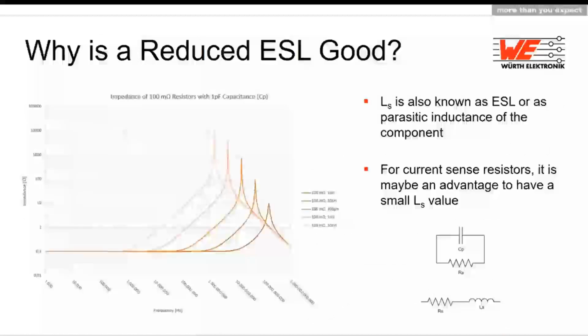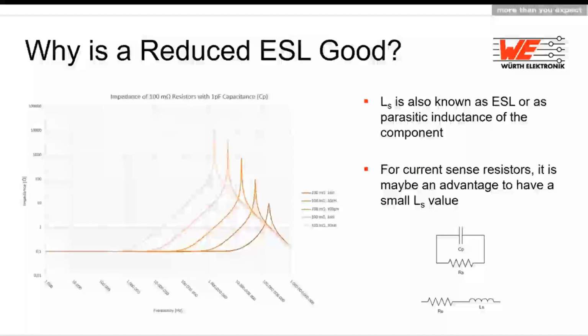To clarify this behavior, we made a simulation with LTspice. What you see in the left diagram is a simulation of a 100 milliohm resistor with a fixed parasitic capacitance of 1 picofarad. As a model, we use the simple resistance model like I showed in the previous slide. Now what happens when you change the parasitic inductance?